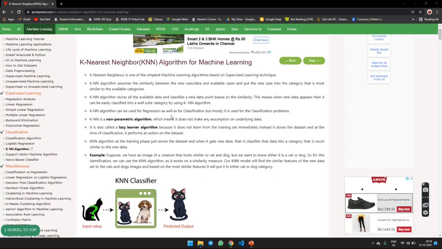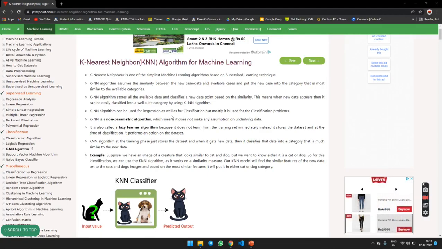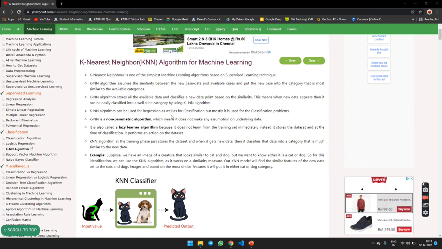Hi friends, now we are discussing the K nearest neighbor (KNN) algorithm for machine learning. The K nearest neighbor algorithm is one of the simple machine learning algorithms based on the supervised technique. The KNN algorithm assumes the similarity between the new case or data and the available cases, and puts the new case into the category that is most similar to the available categories.